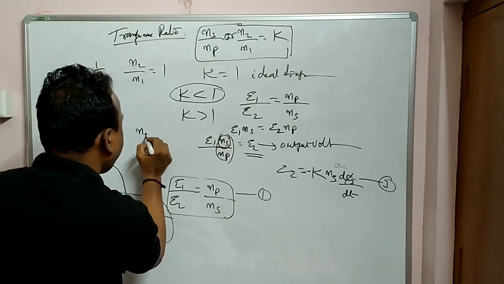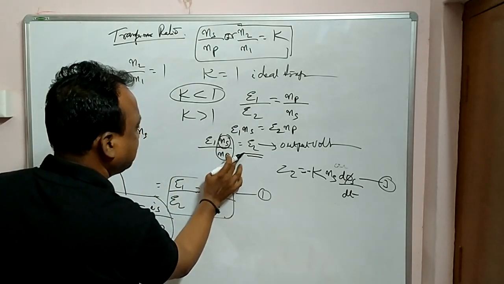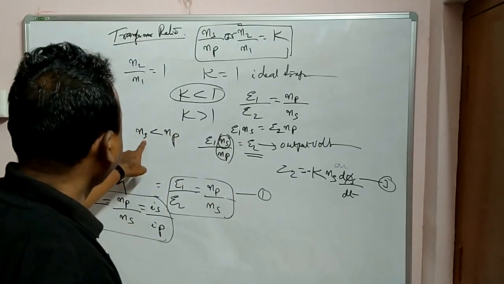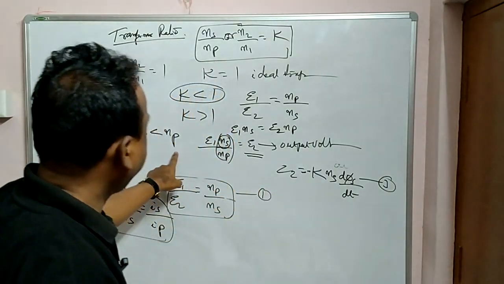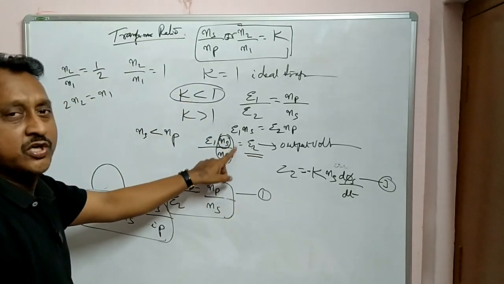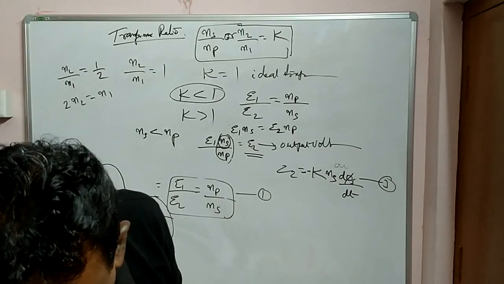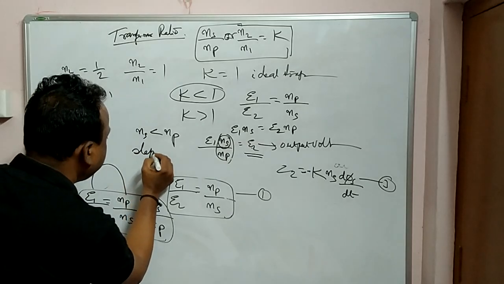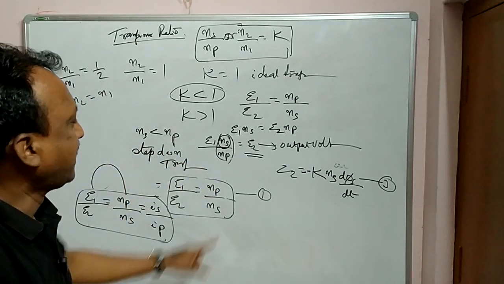NS. What should happen here? For the output to be less, it should get a lesser value. NS should be less than NP. Number of turns in the secondary coil should be less than primary. Look here. If this is more value, what happens? You'll get more value from denominator and numerator method. This value should be less than NP. Then only it is called a step down transformer. Then output will be less.